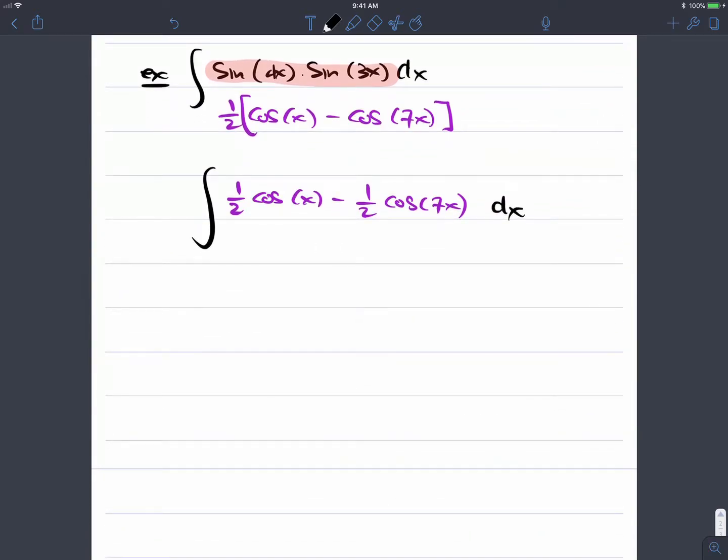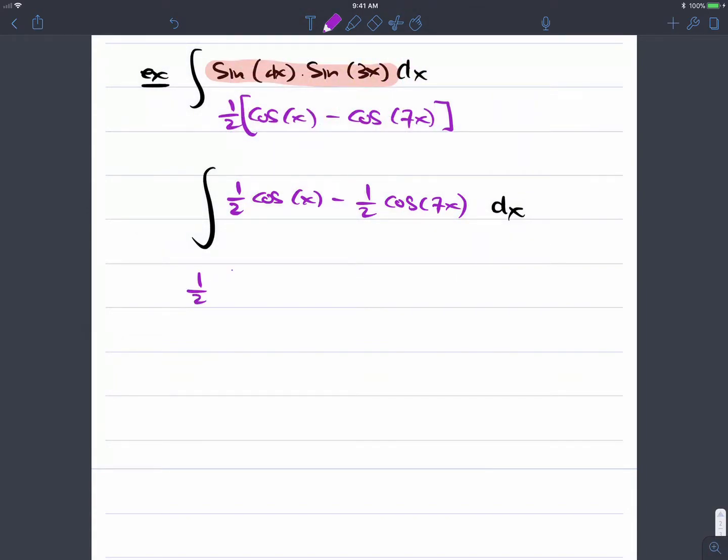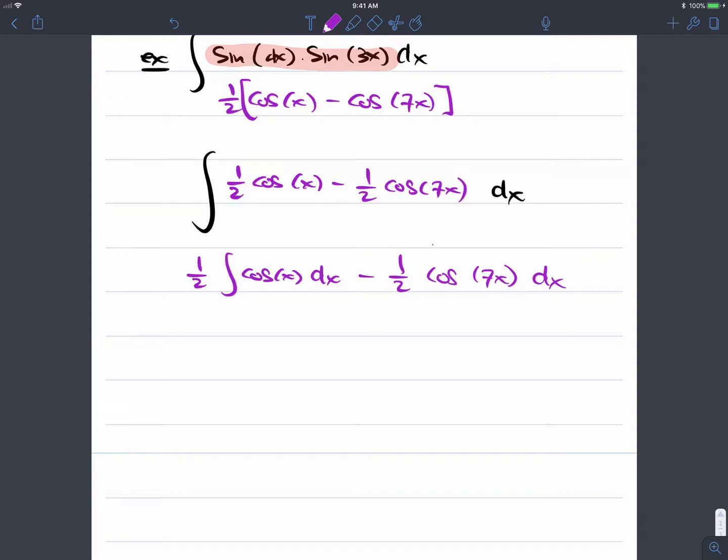Properties of integrals. 1/2 the integral of cosine x dx minus 1/2 the integral of cosine of 7x dx. And these are two integrals. Properties of integration.